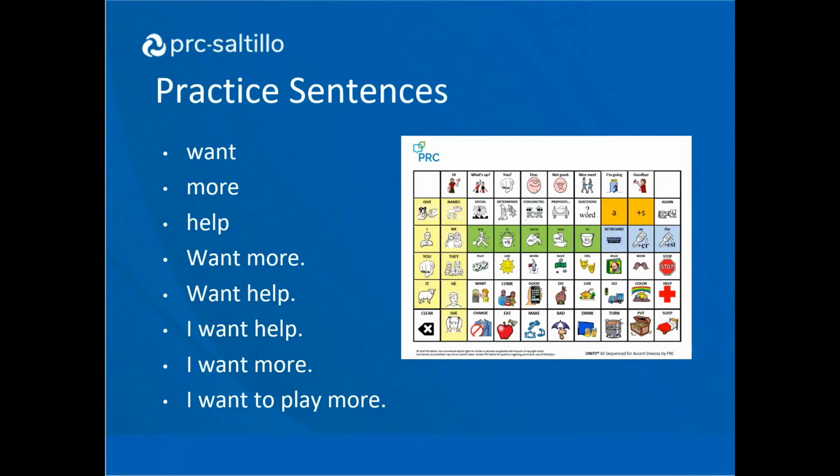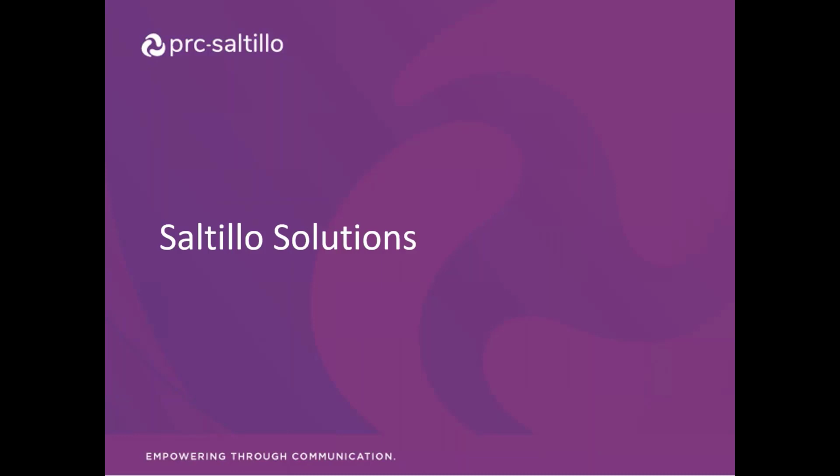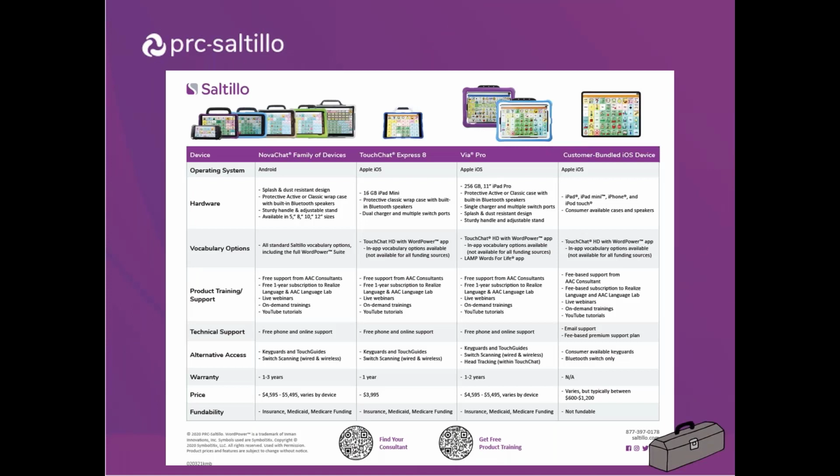I'm going to turn it over to Heather here, and she is going to guide your exploration through the Saltillo product lines. All right, and for time's sake, since the comparison chart is laid out the exact same way as the PRC's comparison chart, I won't break down all of the little pieces, but just know that when we're looking at those Saltillo solutions, the left side is going to be the NovaChat family of devices, ranging in size from 5-inch to 12-inch, with the classic and active wraps available on the NovaChat 8 and NovaChat 10.